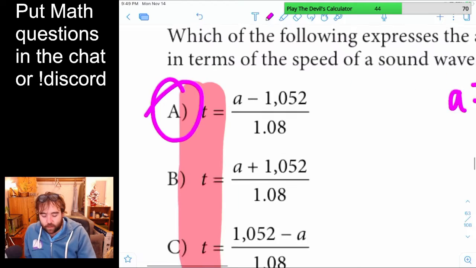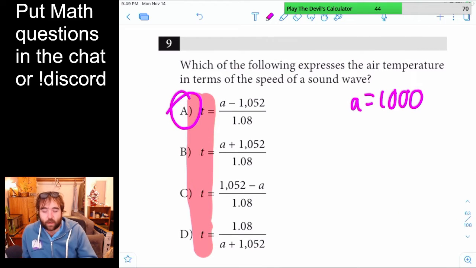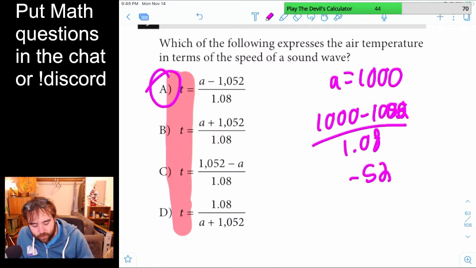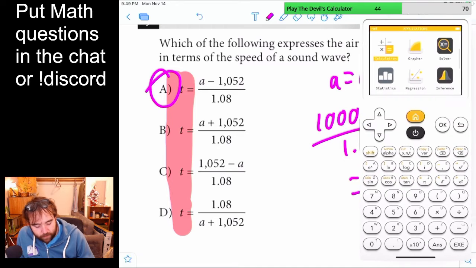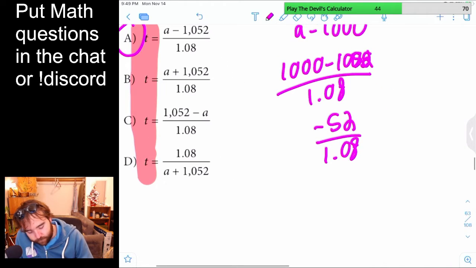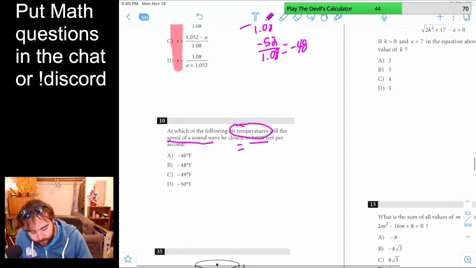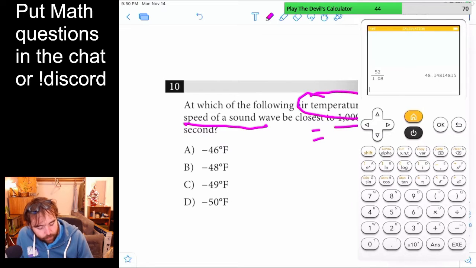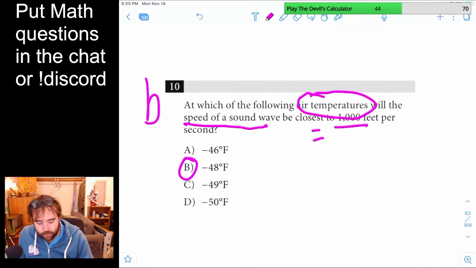Now that we have this equation, it's as simple as plugging in 1,000. So we have 1,000 minus 1,052 divided by 1.08. This is definitely a calculator problem for the SAT. They're not making you do ridiculous stuff like that. You just whip out the NumWorks real quick. You do 52 divided by 1.08, and you get negative 48 degrees. I guess we should make sure we didn't round at 48.1. So negative 48 degrees. There we go.